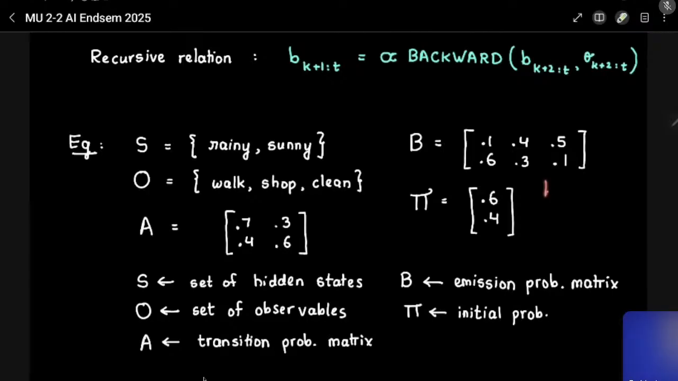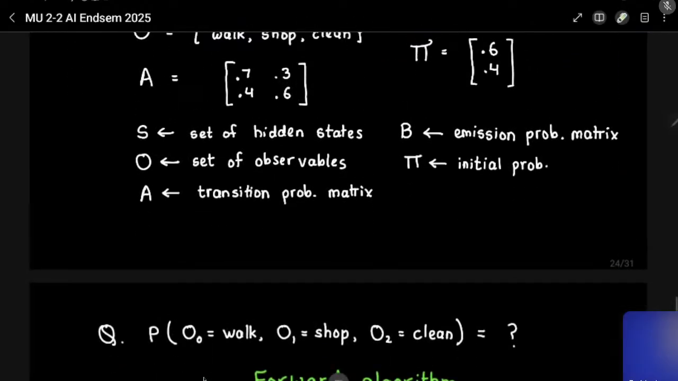So basically, if you have Bij, i is the state, j is the observation. So these are the states, these are the observations. Anyways, question. So let's say you have this question: probability that you observe this given sequence of observations. So we have an algorithm that helps us solve this problem. It's called the forward algorithm.